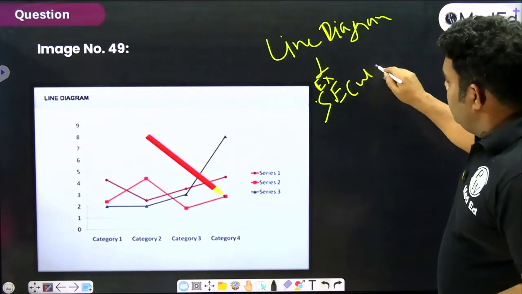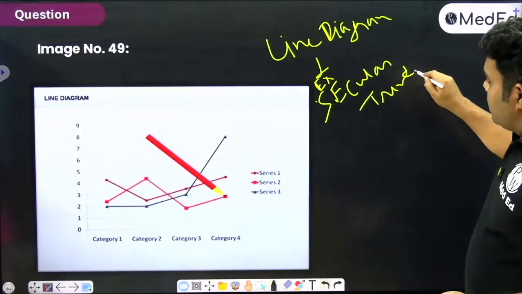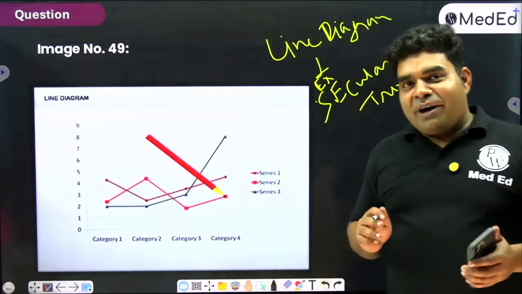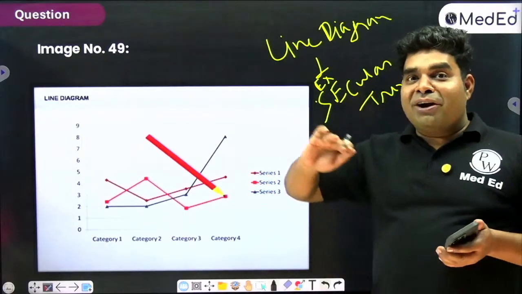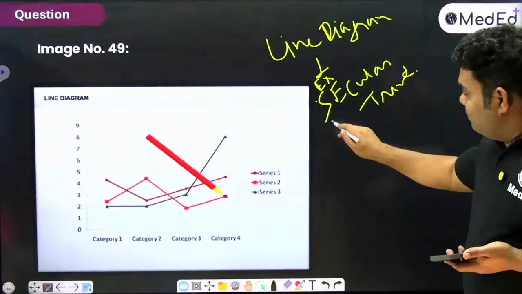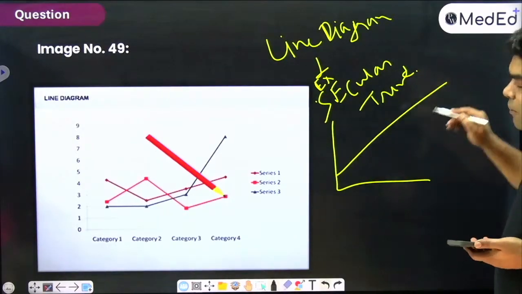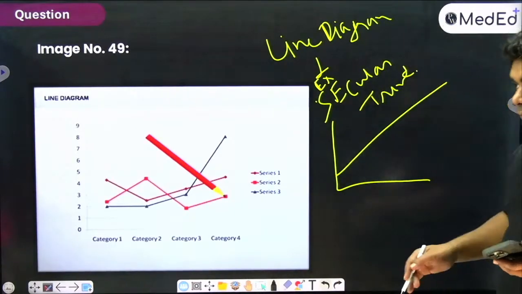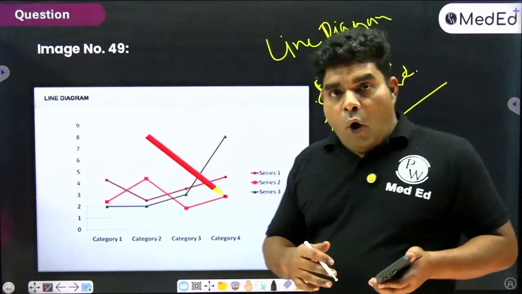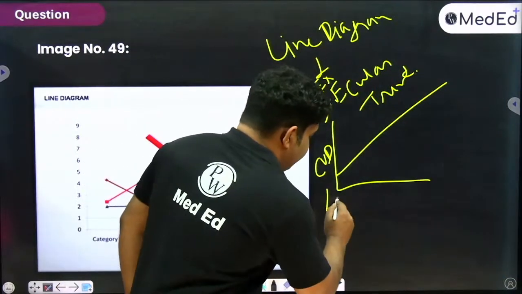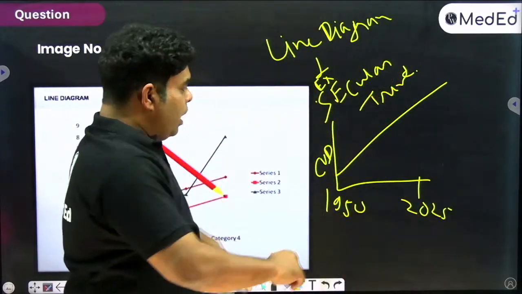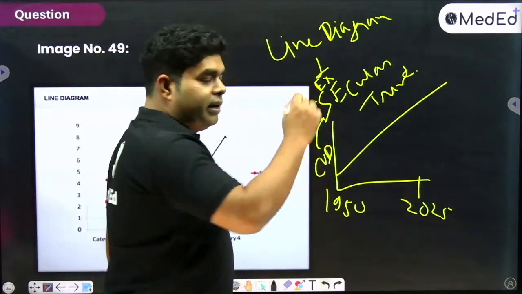What is secular trend? Secular trend means just like secular leader. Who is secular leader? The one who is equal to all religion for a long period of time, not just before election, but also after election. So if someone is constantly the same, we call it secular. Similarly, in the world, cardiovascular disease is constantly increasing from 1950 till now. So cardiovascular disease is an example of secular trend.